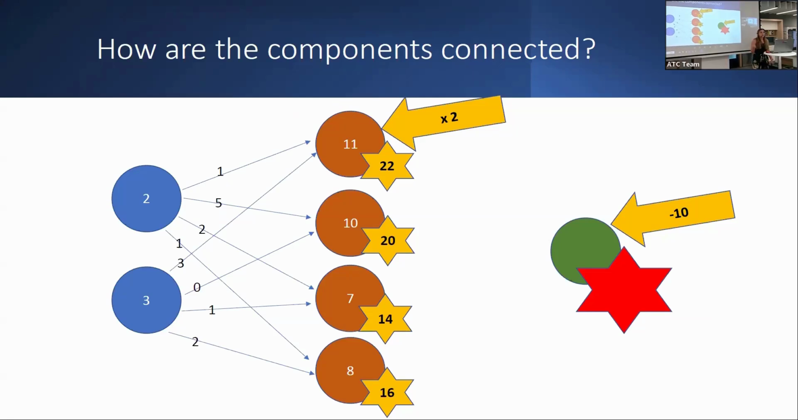Now, to get your output neuron, in this case, we only have 1 output neuron. You can have multiple output neurons, but we're sticking to 1 for now.